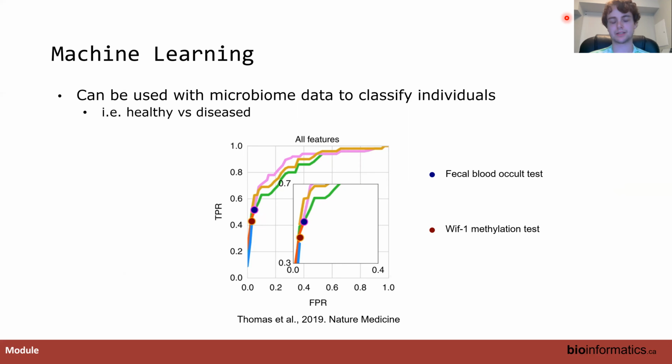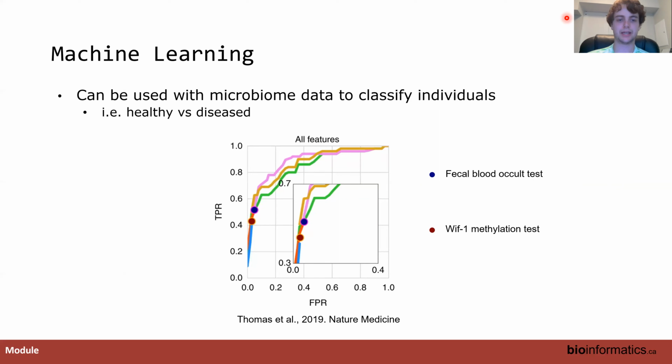The two dots on this plot represent two tests that are currently clinically used for the early detection of colorectal cancer, one being the fecal occult blood test, and the other one being the WIF1 methylation test. And you can see that their true positive rates and false positive rates are actually surprisingly low considering that they're clinically used. However, what the lines represent is their machine learning models based on microbiome data. So in the green is a model based on microbiome data alone.